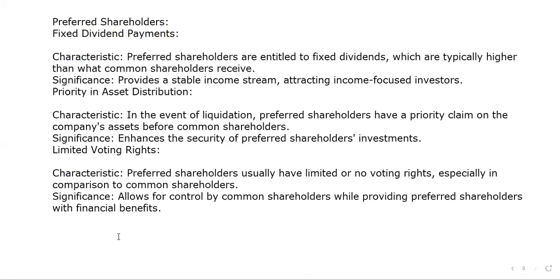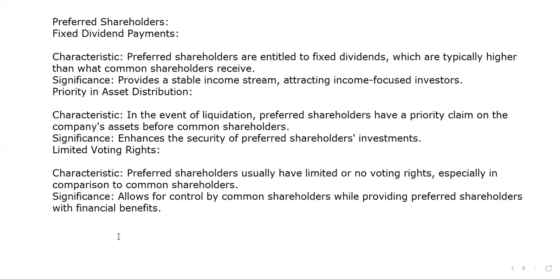So basically, we have two guys here. One is an ordinary shareholder, one is a preferential. Preferential shareholders usually have a fixed amount, for instance, 8%. Every year they get the 8%. It doesn't change, it's the same percentage. The advantage is that it provides a stable income, attracting income-focused investors. They are focused on the income.